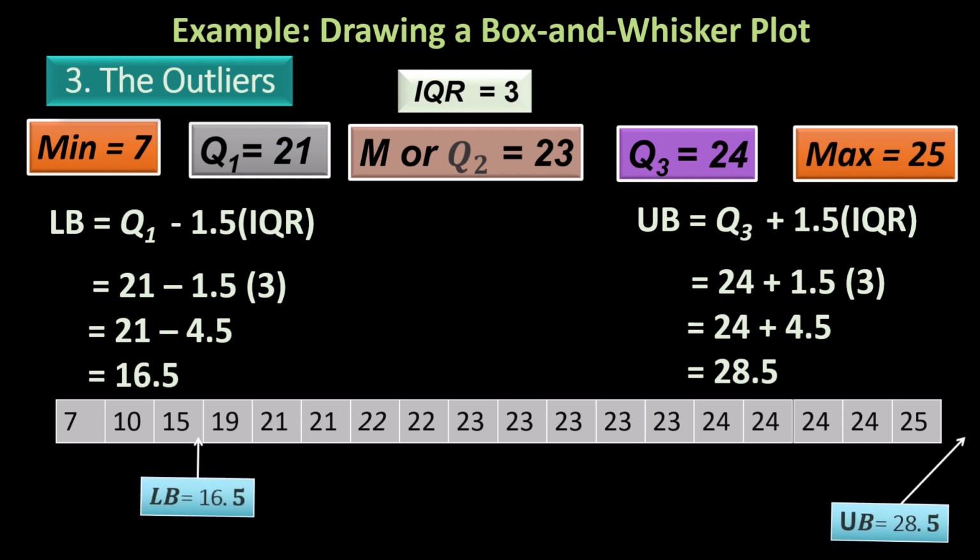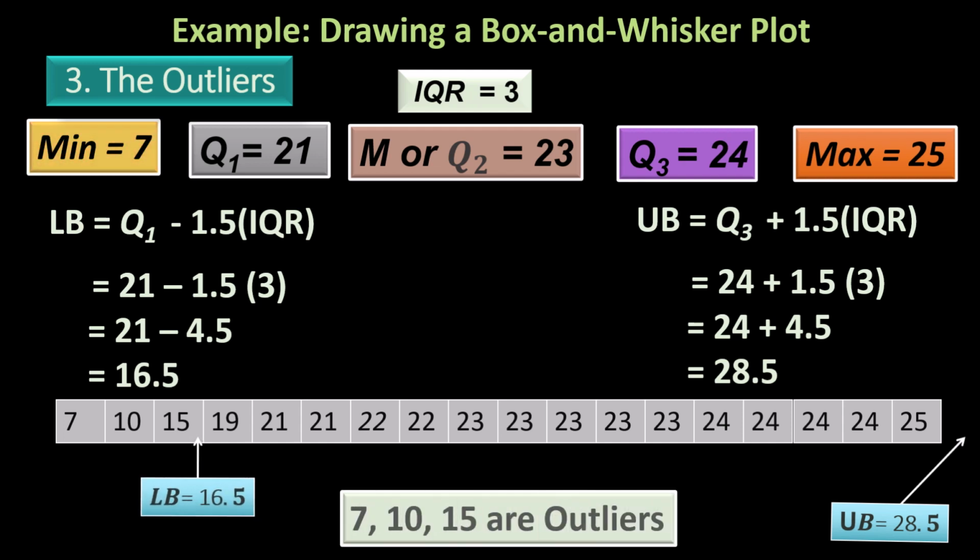Right. Then consider the lower bound. What is the lower bound? 16.5. Sorry, it is greater than 15 and less than 19. So you see here, there are 3 observations below the lower bound. As I explained before, each number below the lower bound and above the upper bound is an outlier. Here you see there are 3 numbers below the lower bound, therefore 3 outliers. What are those? 7, 10, 15.